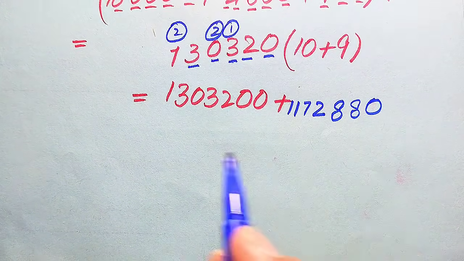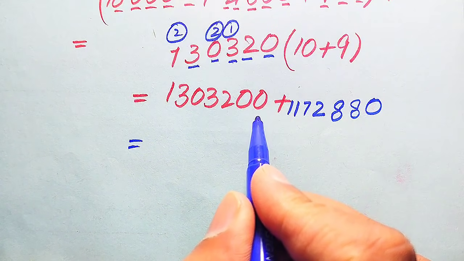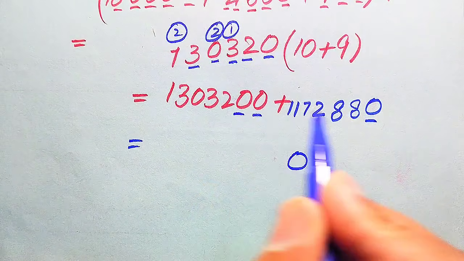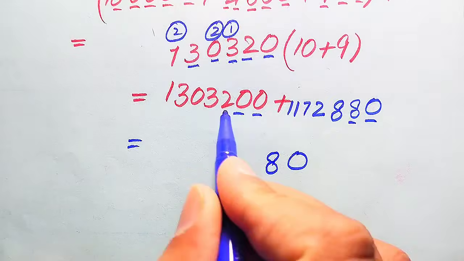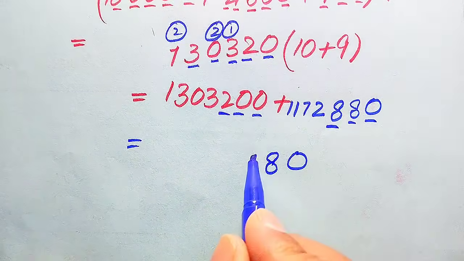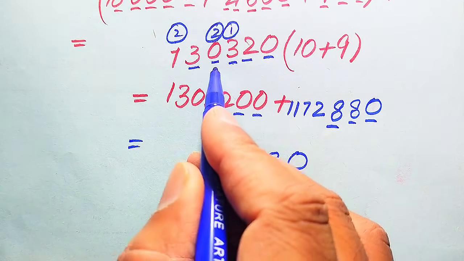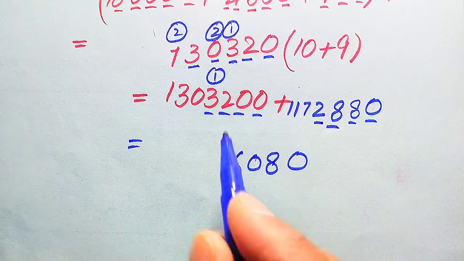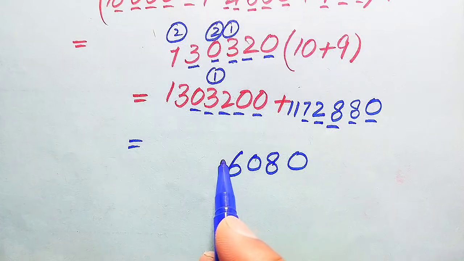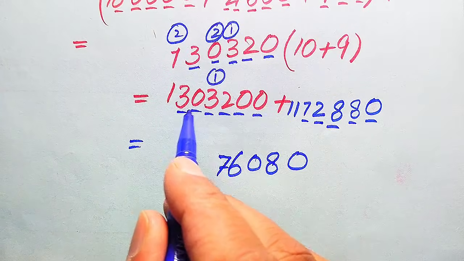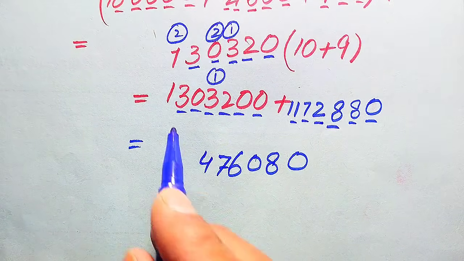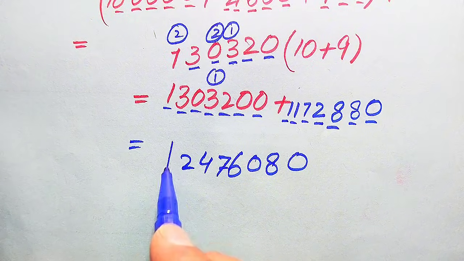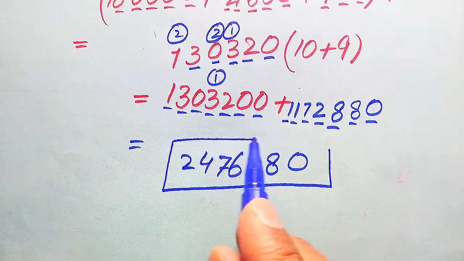So here in our final step we need to sum up these values and we get the final answer. So this is 0 plus 0 becomes 0, 0 plus 8 becomes 8, 2 plus 8 becomes 10, we write 0 and carry 1, so 3 plus 2 is 5, 5 plus 1 is 6, 0 plus 7 is 7, 3 plus 1 is 4, and at the last we get here 1 plus 1 becomes 2. So this is our final answer of this question.